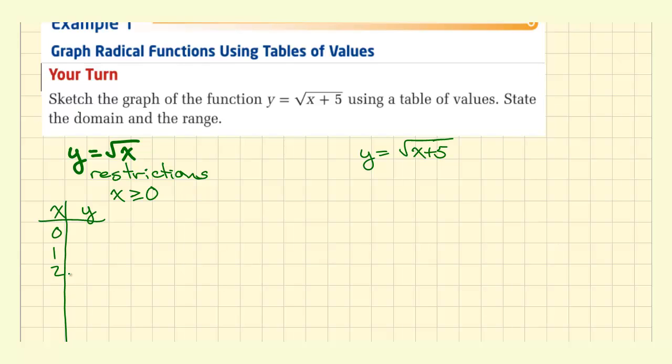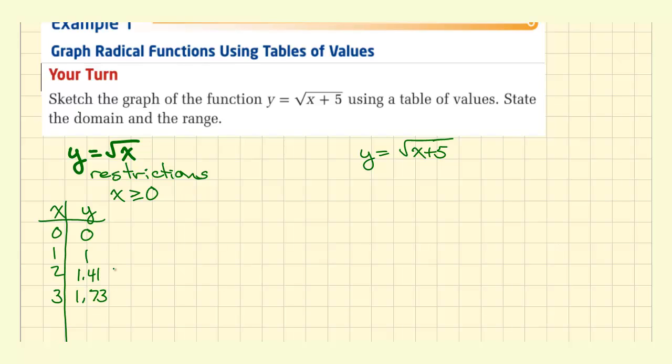Now, we can calculate the square root of 0. We know what that is. The square root of 0 is 0. The square root of 1 is 1. The square root of 2, we can calculate that as well, 1.41. And the square root of 3 would be 1.73.